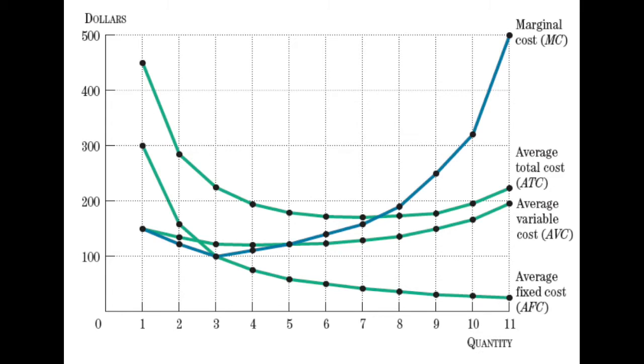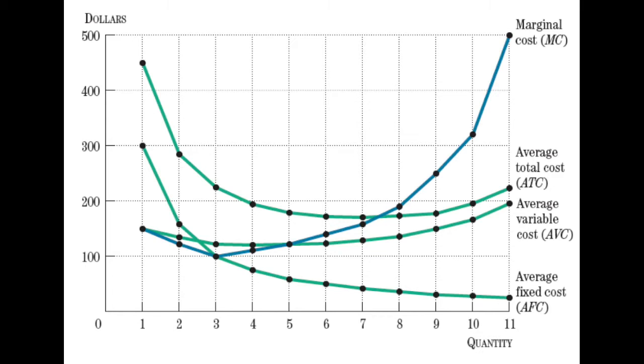3. The average total cost curve is decreasing up to the quantity of output equal to 7, then starts to increase as quantity of output is greater than 8. And 4. The marginal cost curve is decreasing up to the quantity of output equal to 3, then starts to increase as quantity of output is greater than 3.